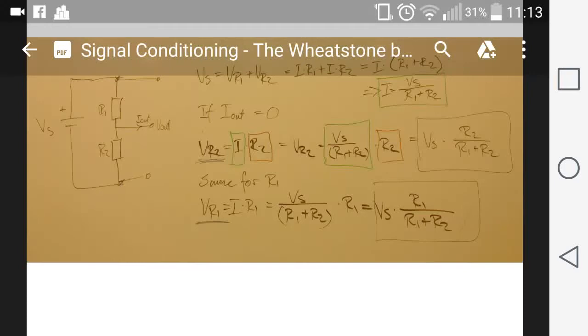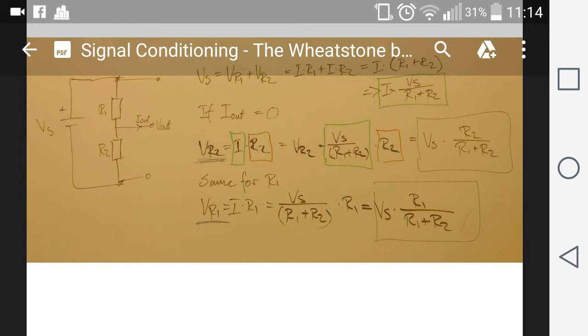Well, let's talk a little bit about signal conditioning using the Wheatstone bridge. Let's start by looking at how the voltage divider works. The voltage divider is a circuit containing two series resistors and a voltage source.